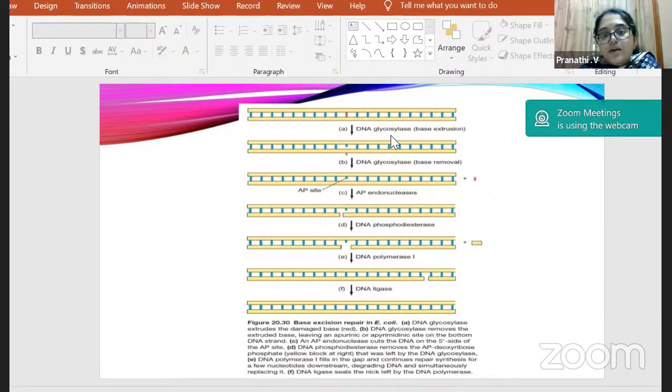So DNA glycosylase, this particular base is removed. Then you have an endonuclease that comes over here. Then you have a phosphodiesterase which comes, then pol I and ligase which come. So that base is excised.